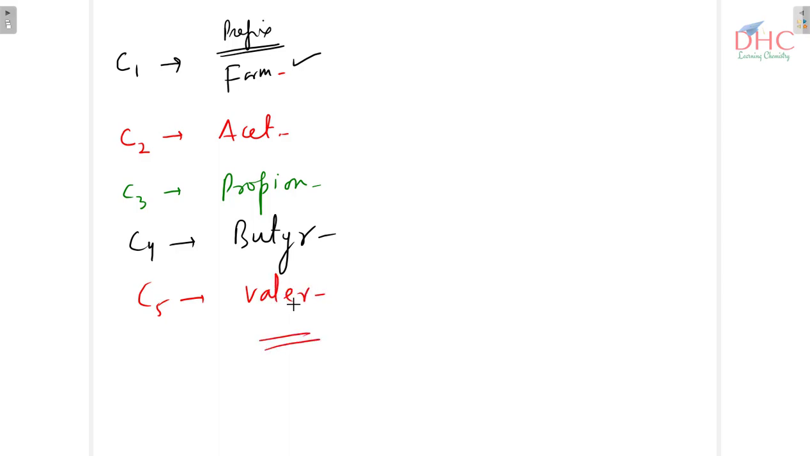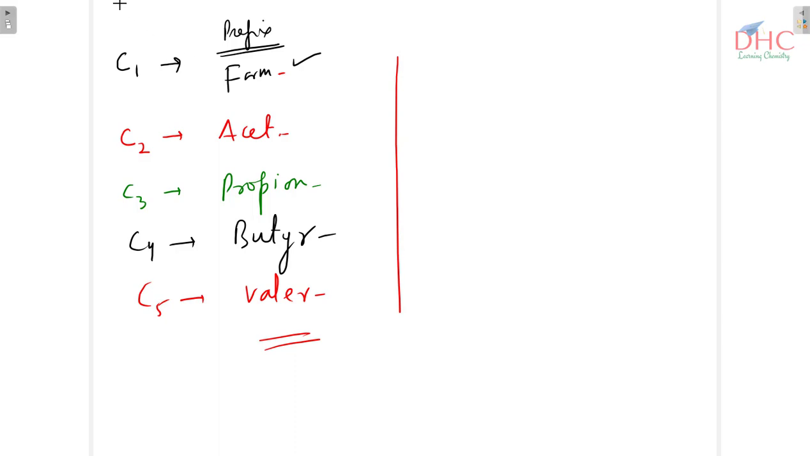If you now have 5 carbon atoms, then you have the prefix valer in common naming. So in IUPAC system you have meth, eth, prop, but, pent. So you know that, and we'll be talking about IUPAC nomenclature hopefully in the next segment. But now we are actually talking about the common system of naming. So in that particular case, you have carbon number 1 having a prefix form, carbon number 2 acet, carbon number 3 propion, carbon number 4 butyr, and 5 valer.